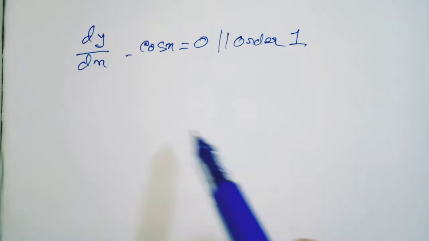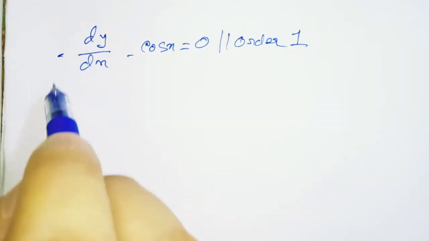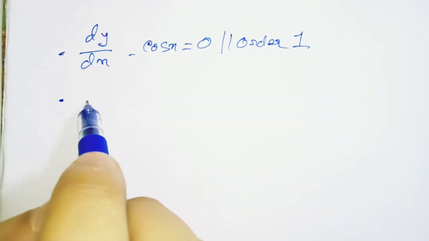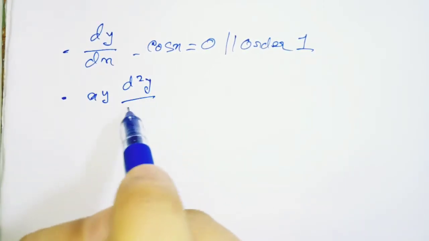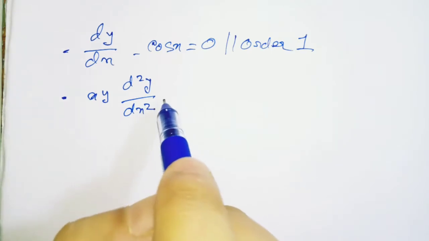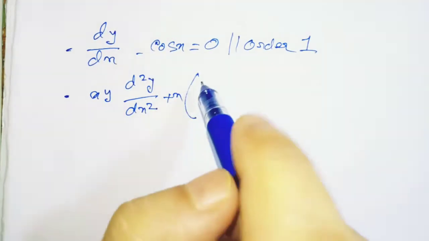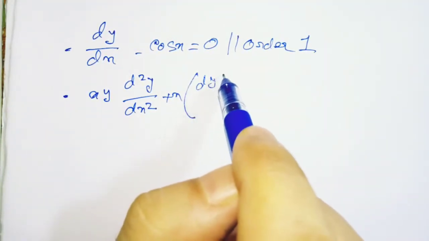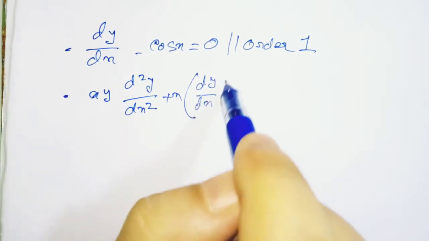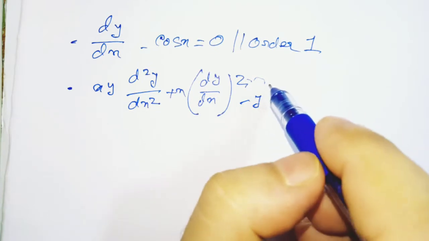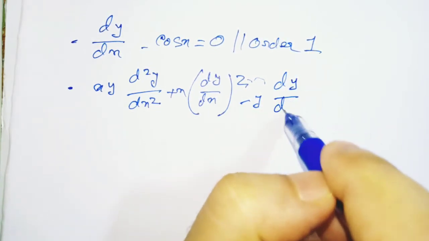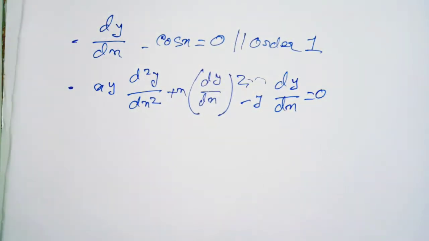We can take another example. This is my first one. So let me see another example. I can write xy d squared y by dx squared plus x of (dy by dx) whole squared, minus y times dy by dx equals 0. In this case, if I use a red pen, it becomes easier for you. So what is the order?